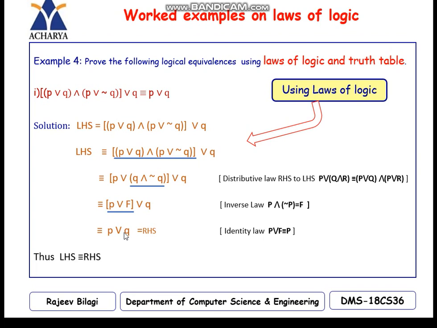So I started with LHS as ((P ∨ Q) ∧ (P ∨ ¬Q)) ∨ Q, and I am getting P ∨ Q. This is how I am going to prove LHS equal to RHS using laws of logic.